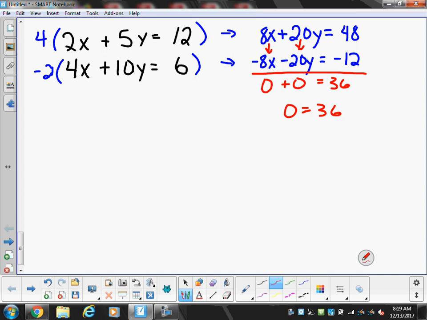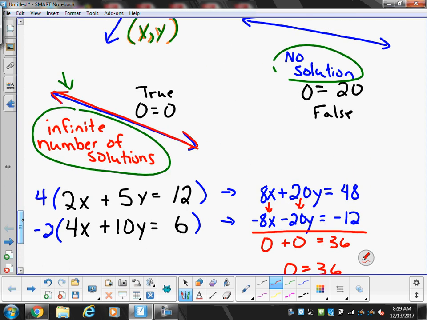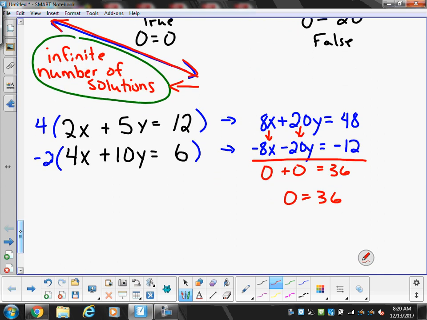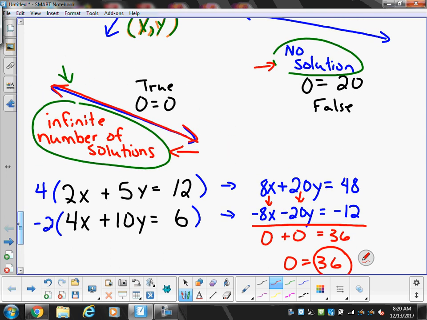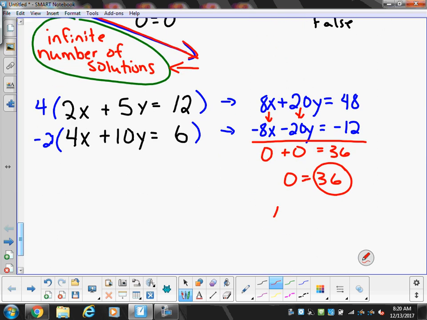So what happened is we eliminated both variables instead of just one. When you eliminate both variables, your answer is either going to be no solution or an infinite number of solutions. And it's going to be based off of what the 0 is equal to. If the 0 is equal to some number other than 0, in other words, it's a false statement, you're going to have no solution. So this problem that we just did, the solution is that there is no solution, because those are parallel lines.